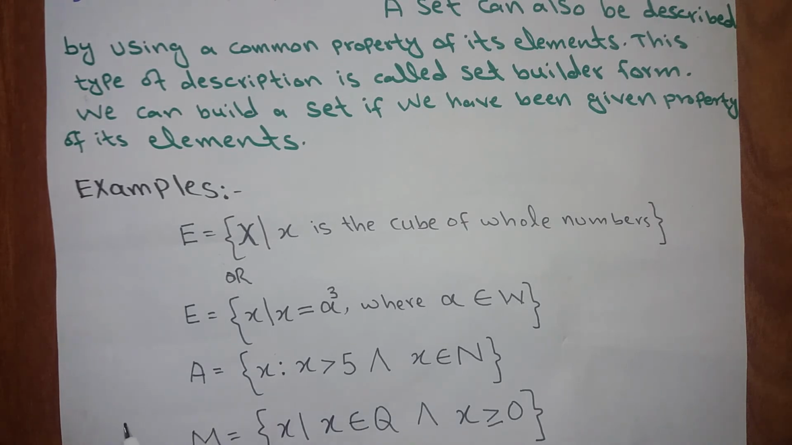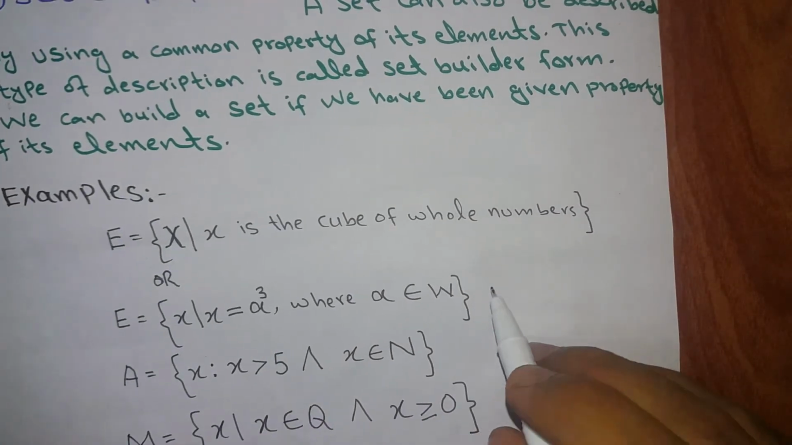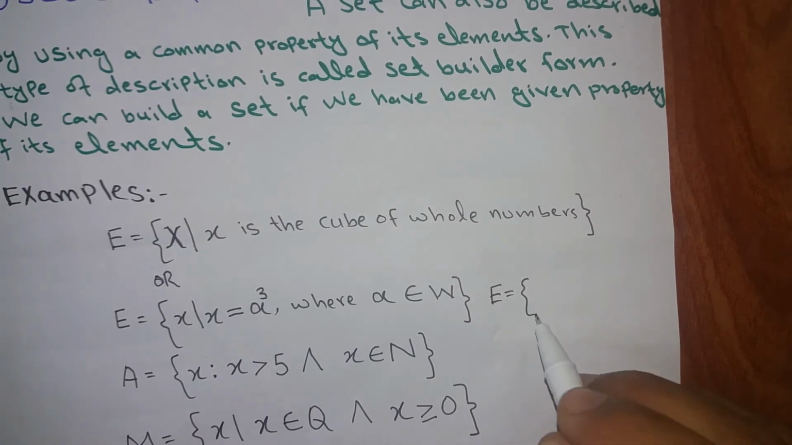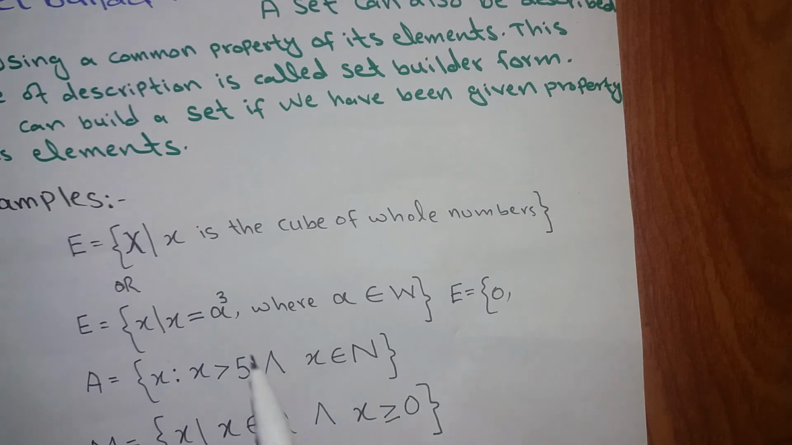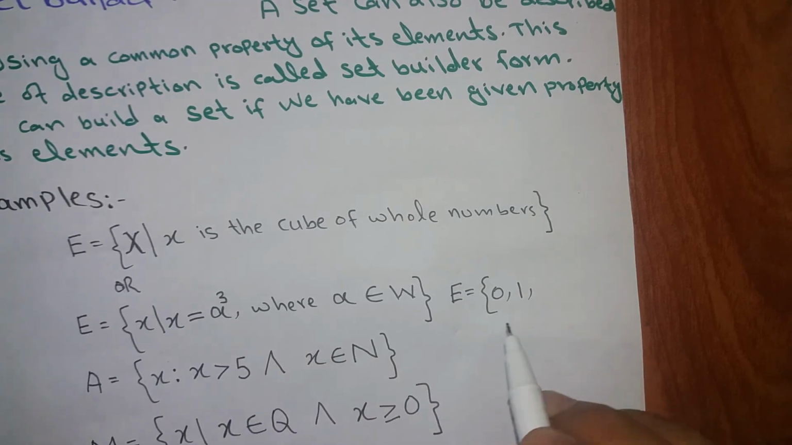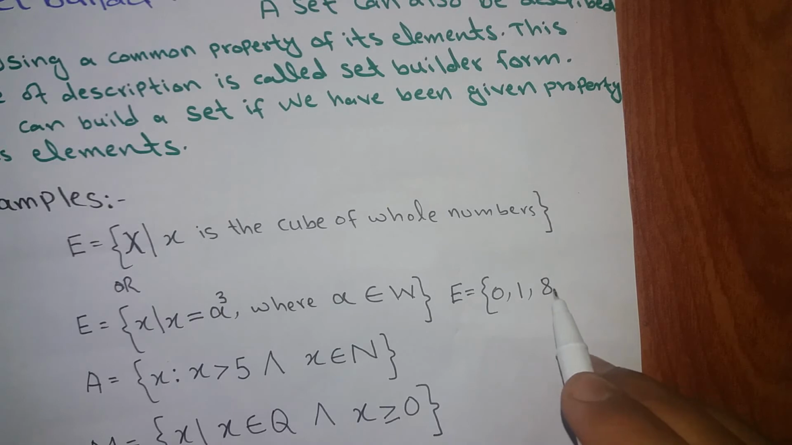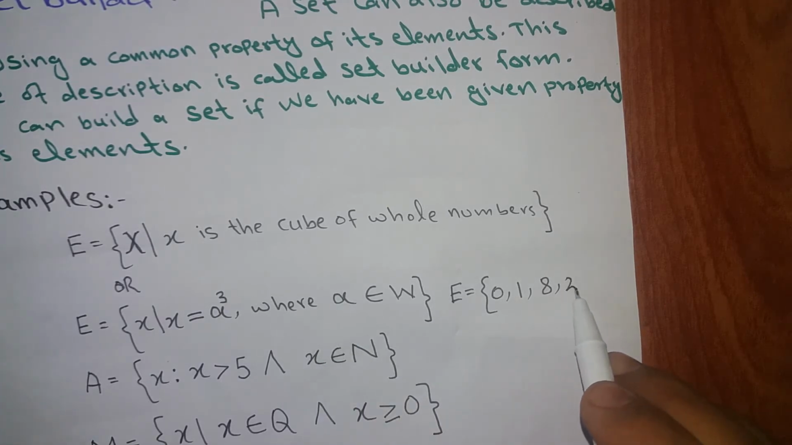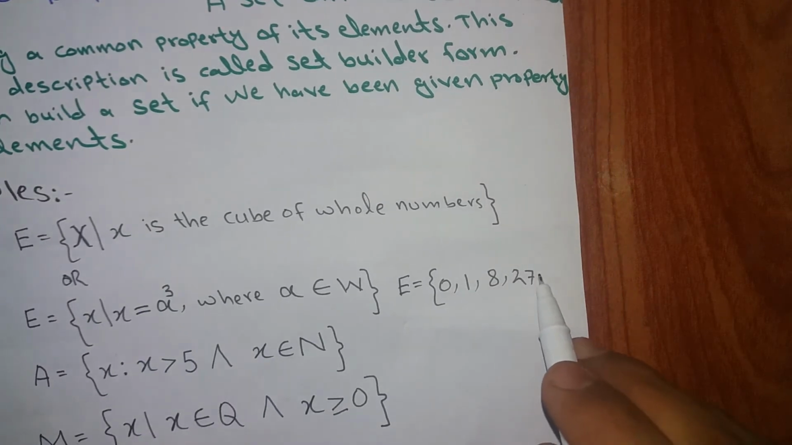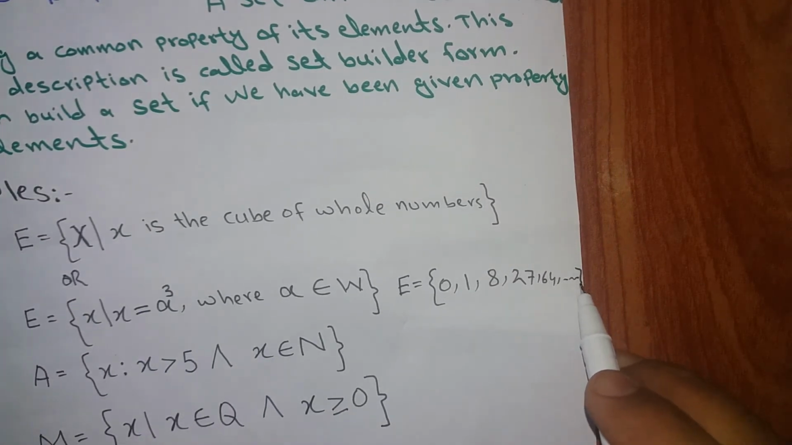We can also write this in another way. E is equal to X such that X is equal to A cube, A is a whole number. So when we write it in tabular form, this would mean E is equal to, the first whole number is 0, so 0. Then when A is equal to 1, X is the cube of A, so it would be 1. For 2, 2 raised to the power 3 is 8, so 8. For 3 it would be 27. For 4 it would be 64 and so on, and the closing curly bracket.